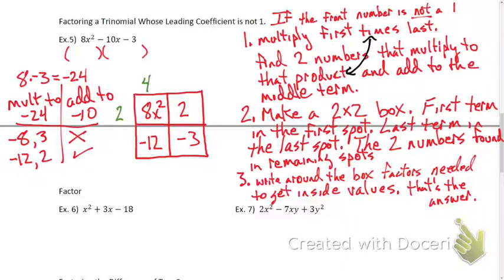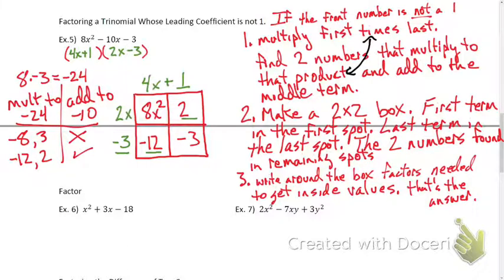Now I need to be able to get x squared, so I'm going to write an x and an x. And now I can say 2 times something equals 2. That something is a 1. 4 times something gives me negative 12, and that is a negative 3. And then the last check, these last 2 numbers should multiply to give you your last spot, which they do. And you're done. So fill that into the parentheses, and you have it factored.